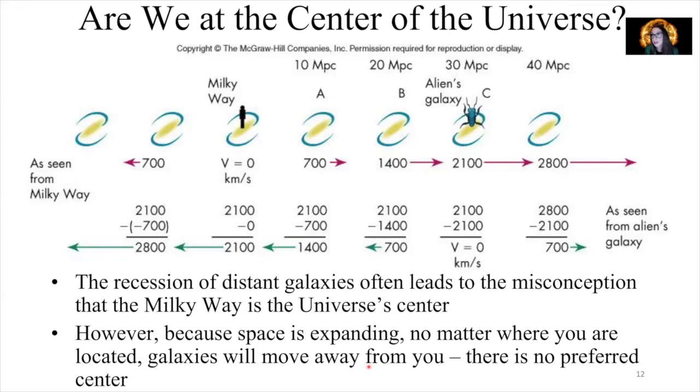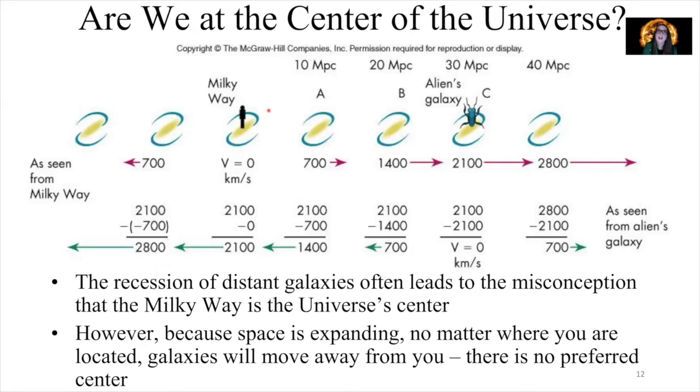All parts of the universe are expanding away from each other at the same speeds, and we can really identify no place where we can say, hey, that's the center. For example, here we've got a whole bunch of galaxies, and here we are in the Milky Way. The Milky Way is not receding away from us because we are in it. So the recession velocity of our galaxy is 0.